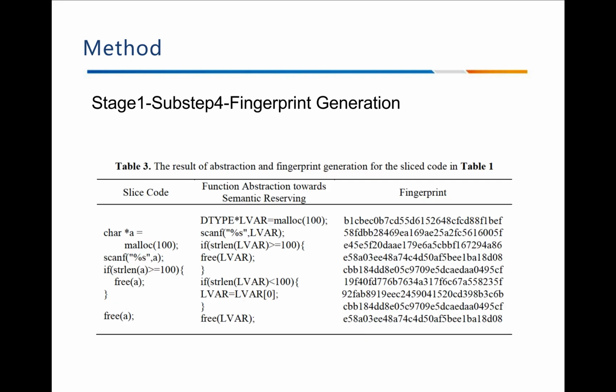Substep 4 is fingerprint generation. Obviously, two different lines of code need to be completely different after conversion, and the cost should be as little as possible. Since the MD5 hash algorithm is naturally lightweight and strict enough for the requirement, it is employed in this process. We calculate the MD5 for each line of code to generate the fingerprint.